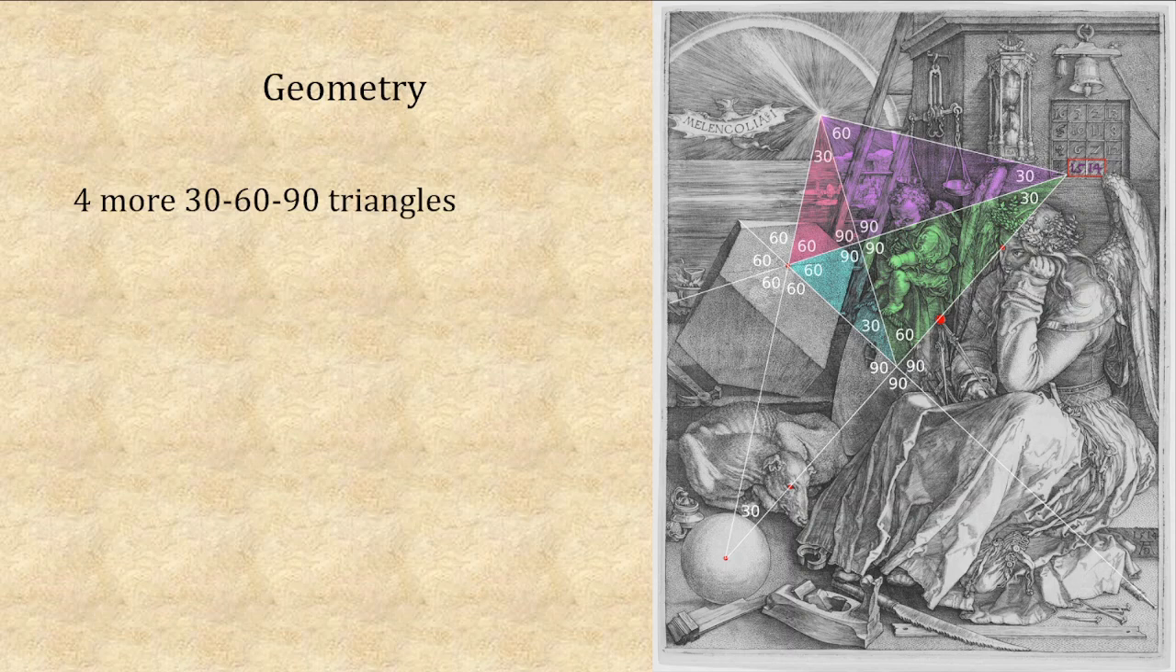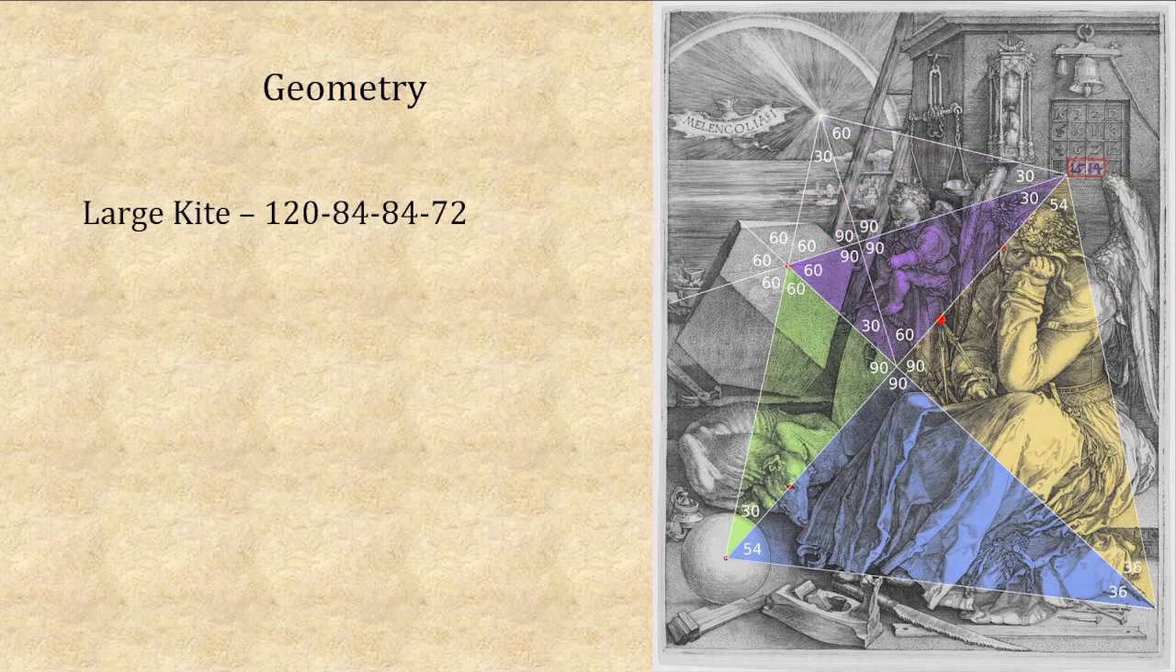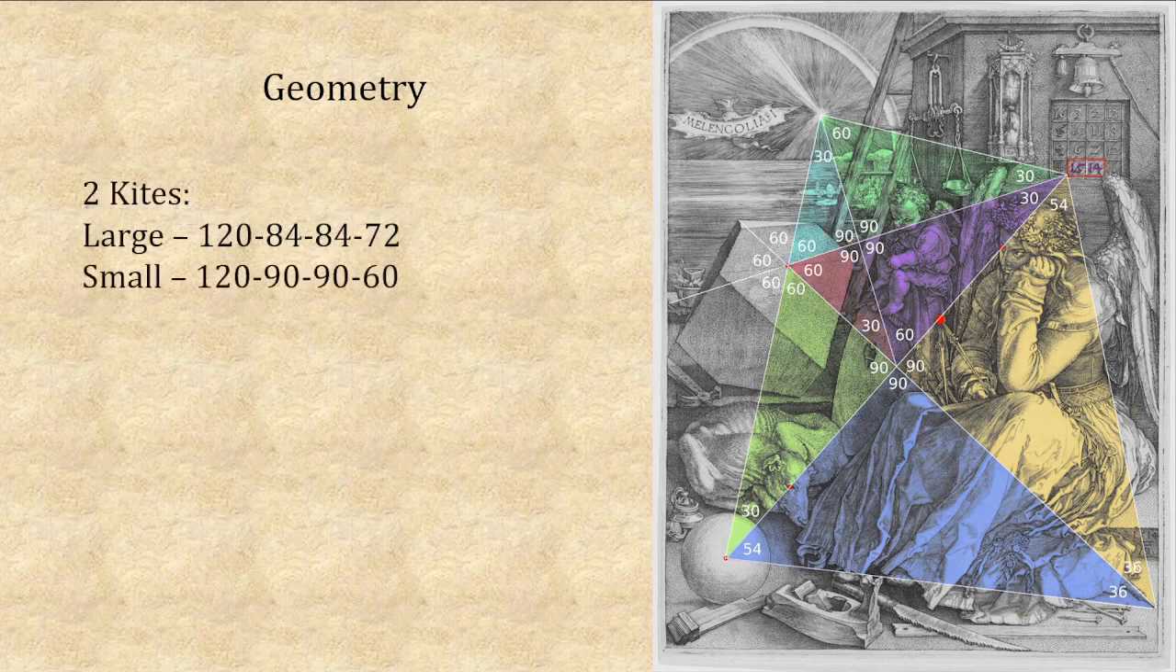The kite shape itself has angles of 120, 90, 90 and 60. And this compares to a larger kite with angles of 120, 84, 84, 72, drawn between the nozzle, the sphere, the pentagonal face and the date. The 2 kites interlock and share dimensions.